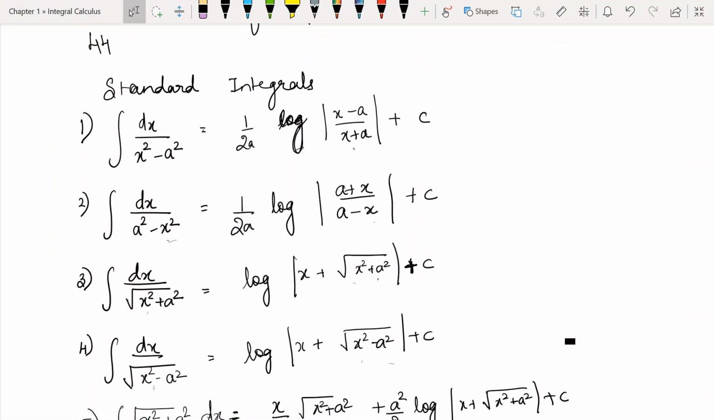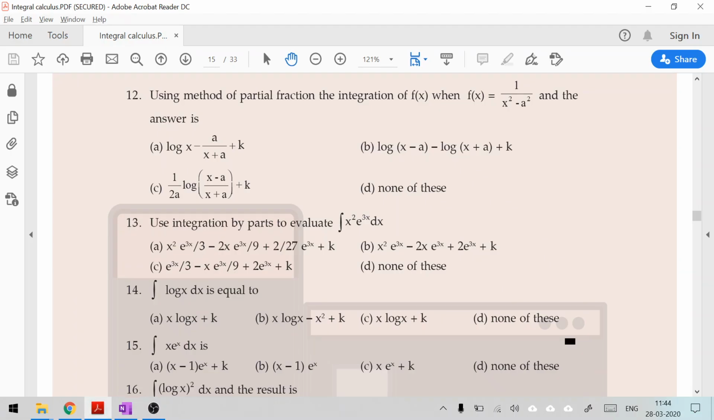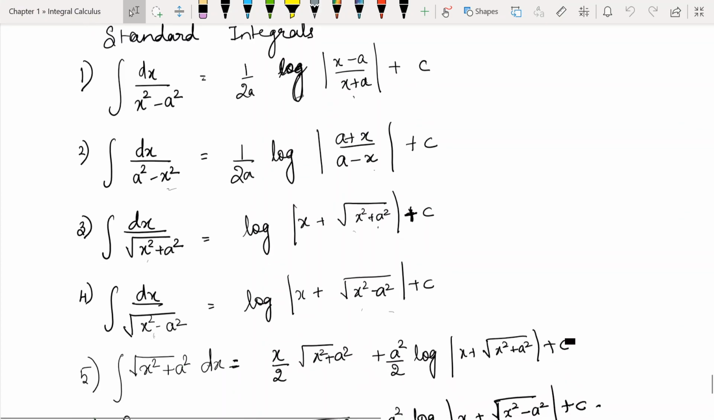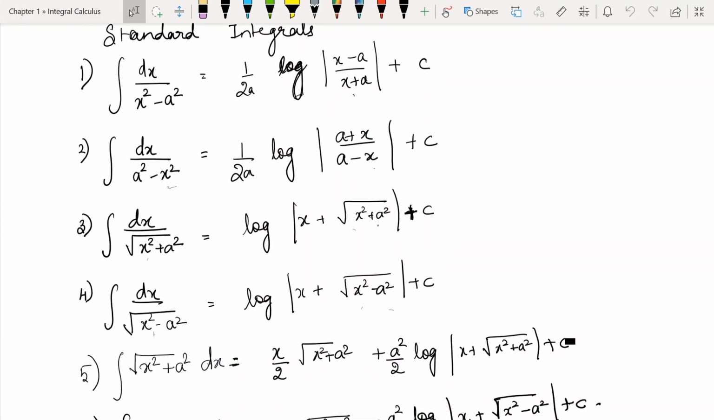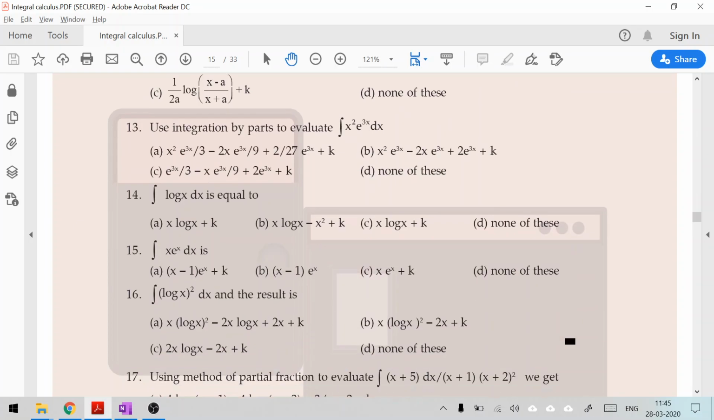So the answer is straight away 1 by 2a log of x minus a divided by x plus a, which is nothing but option C. So first the x minus a will come, then the x plus a will come. Is it clear? Let us go to the next question. That is question number 22.